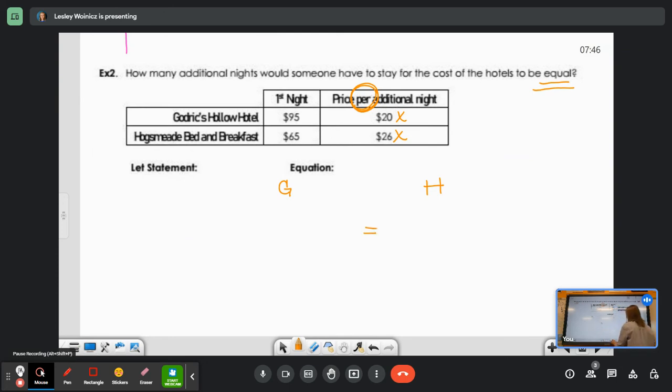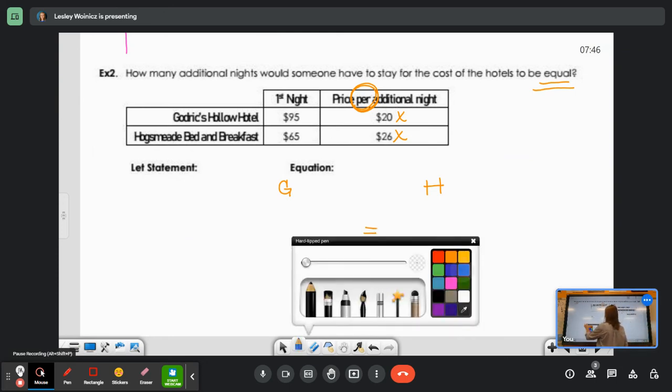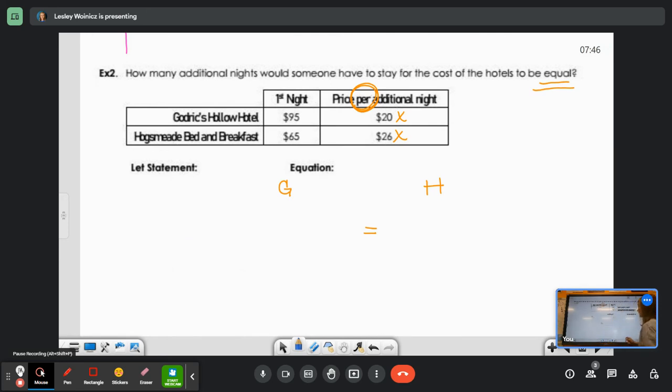Let's back it up because I already forgot to write a let statement. I was so excited about the equation. Happens to everybody. All right. The question says how many additional nights? So we know that the x has to answer that question. The unknown has to answer the question because that's what we're going to solve for. So we have to let x be additional nights.